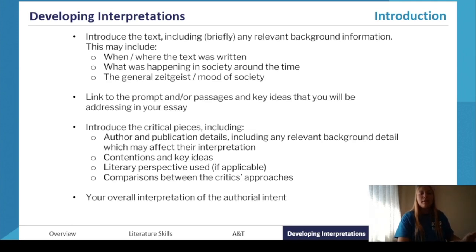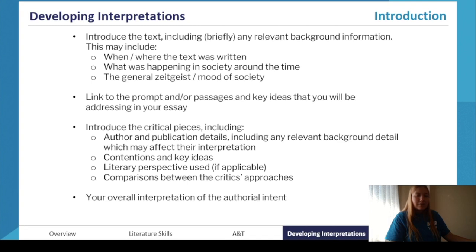And then introduce your critical pieces, aka supplementary readings and any additional readings and criticisms you've read, including their author and publication details, any relevant background detail which might affect their interpretation. So, for example, consider what is the critic's own context? What effects are there on their own views and values? What time period was the criticism published in, and what were the views and values of society then, and how would this be important? And then, of course, contentions and key ideas of their piece.